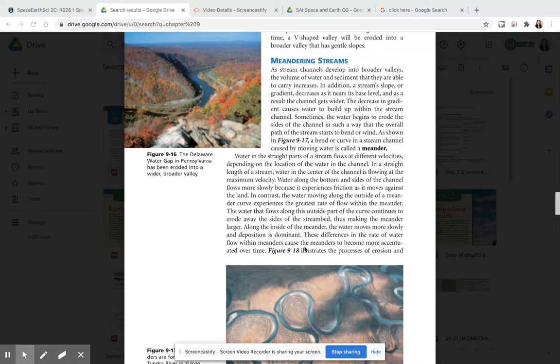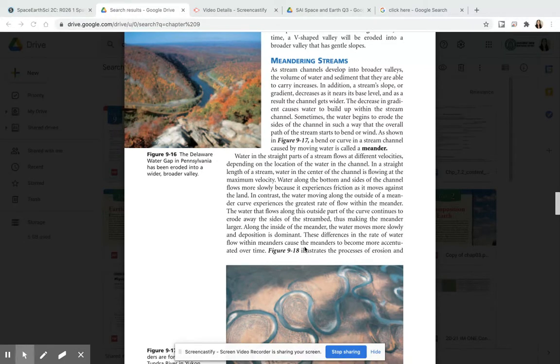Water in the straight paths of the stream flows at different velocities depending on the location of the water in the channel. In a straight length of a stream, water in the center of the channel is flowing at the maximum velocity. Water along the bottom and sides of the channel flows more slowly because it experiences friction as it moves against the land.